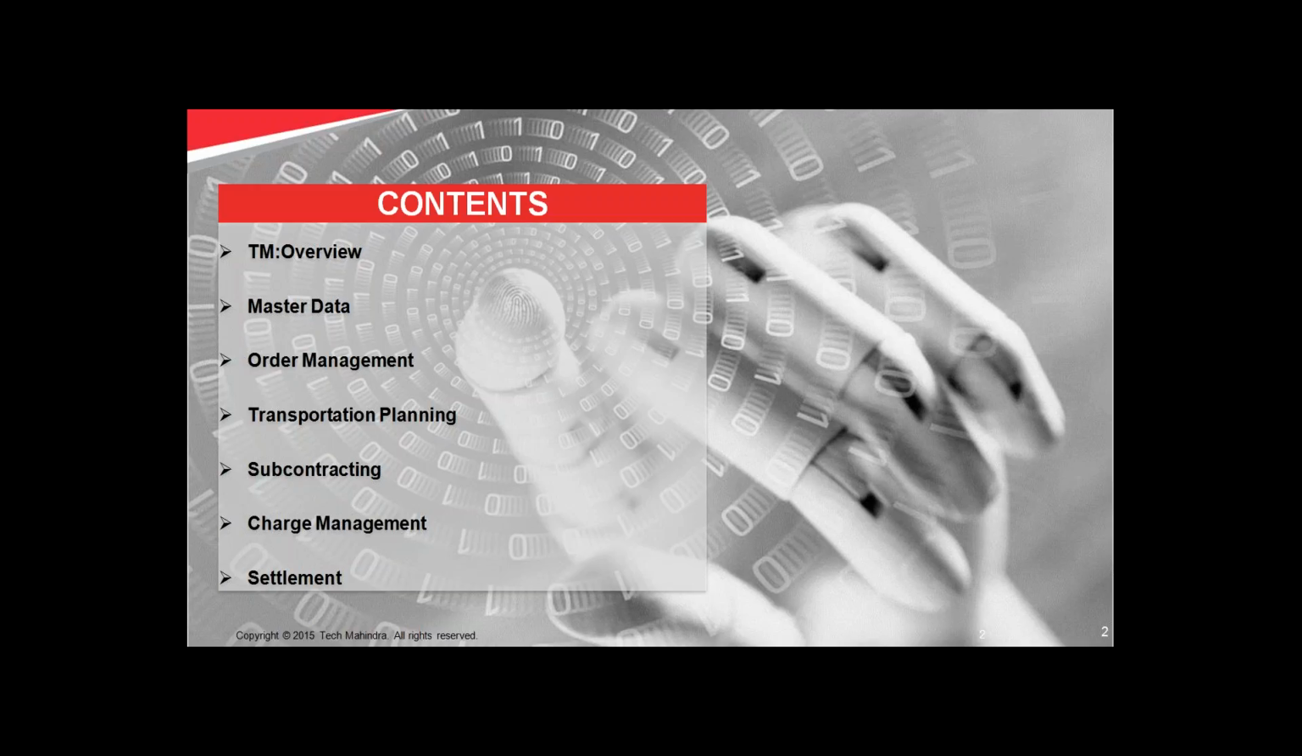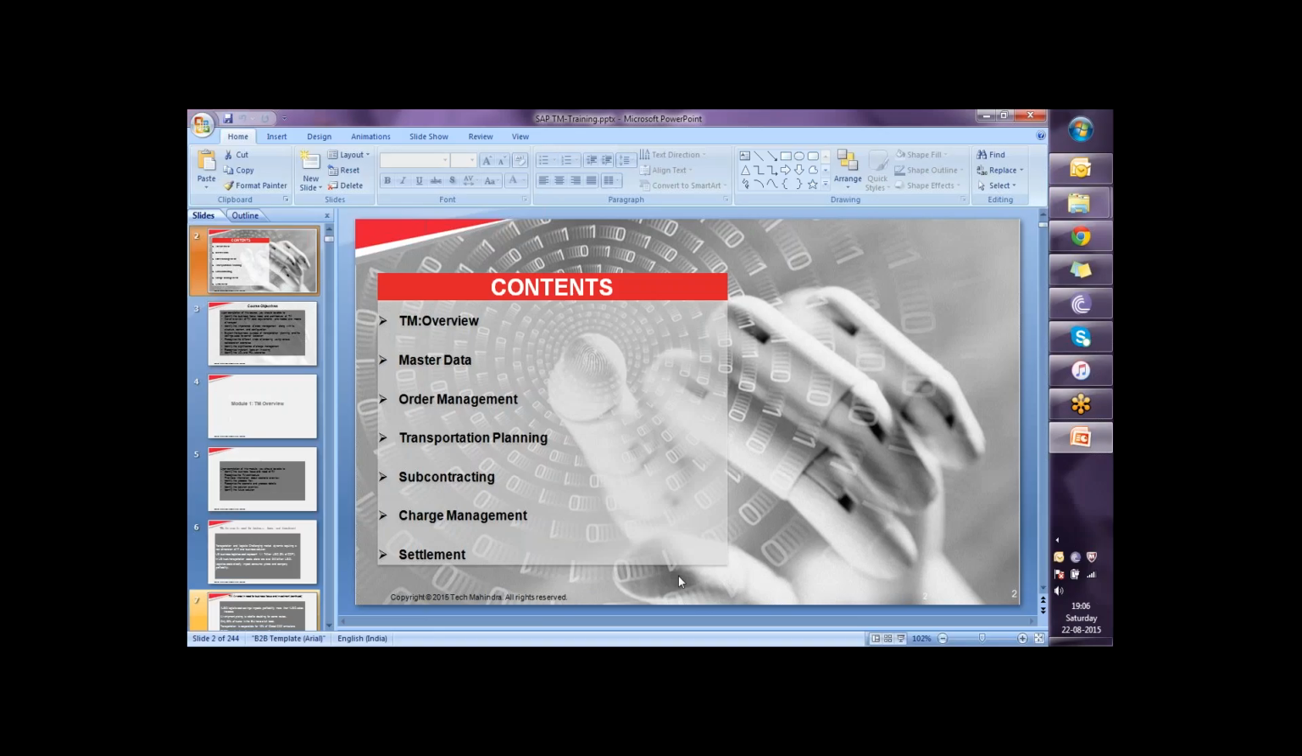So these are basically the outlines of TM. It's a very simple outline. I'm not making it very complex when aligning with SAP's standard outline, because I will come to that part. So this is master data, then we have order management, transportation planning, subcontracting, charge management, and settlement. SAP's outline is the latest one.